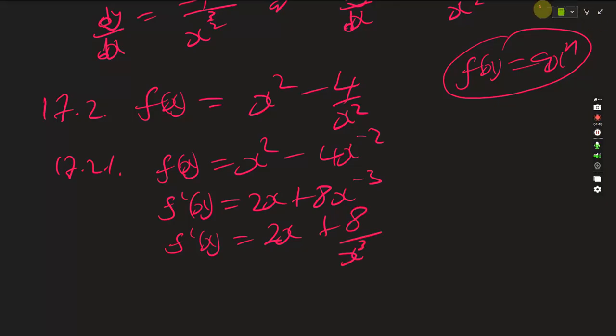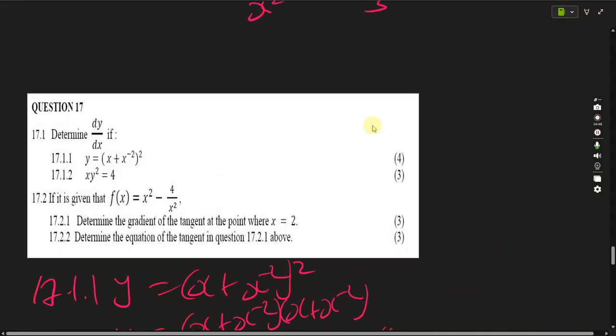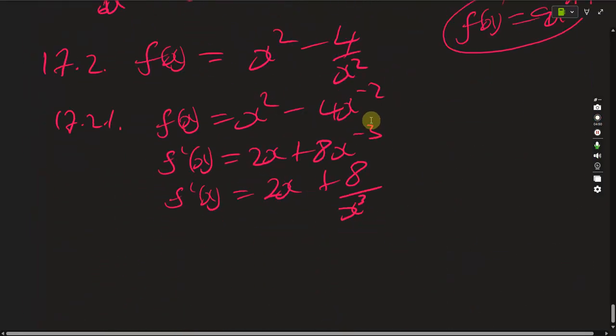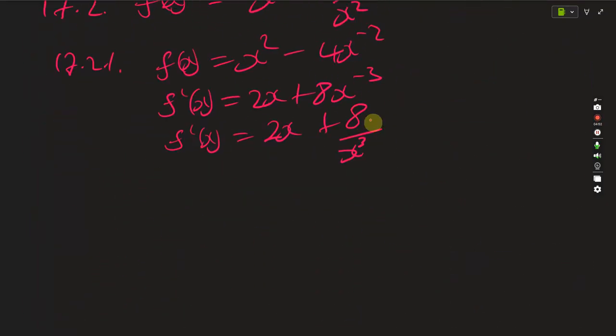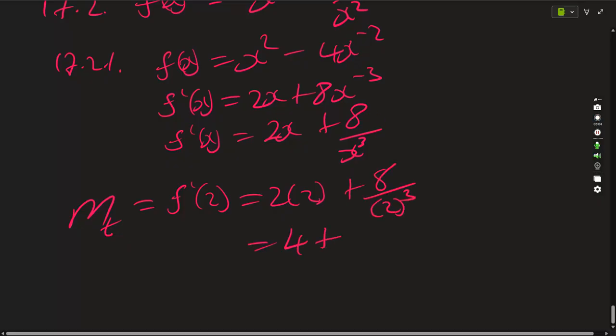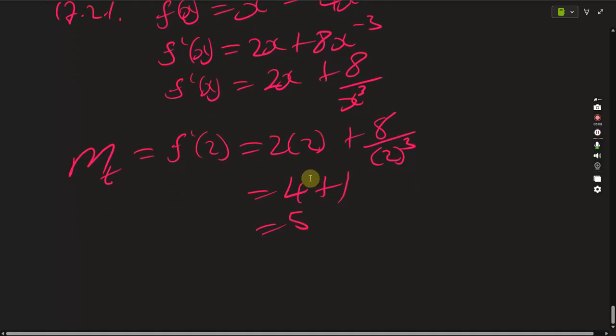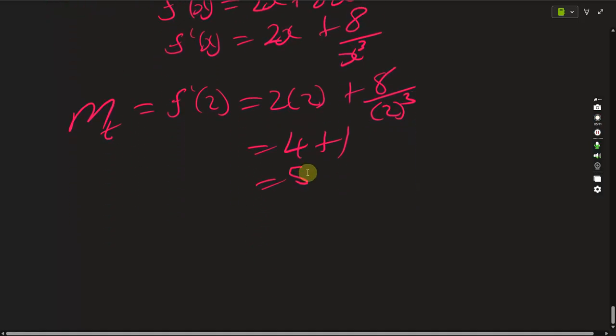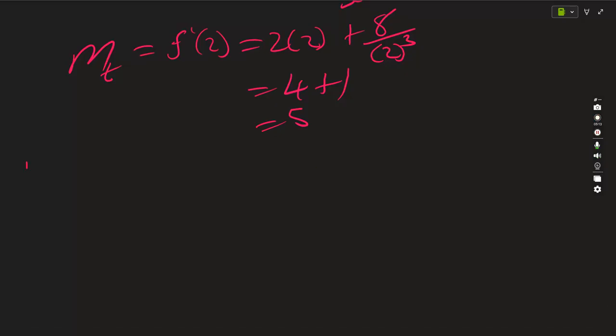But we are told at x equals 1, sorry, at x equals 2. Then I'm going to say m_t, meaning the gradient of the tangent, is f prime at 2, which is 2 times 2 plus 8 over 2 cubed, which is going to be 4 plus 1, which is 5. So that means the function at x equals 2 is increasing at a rate of 5.